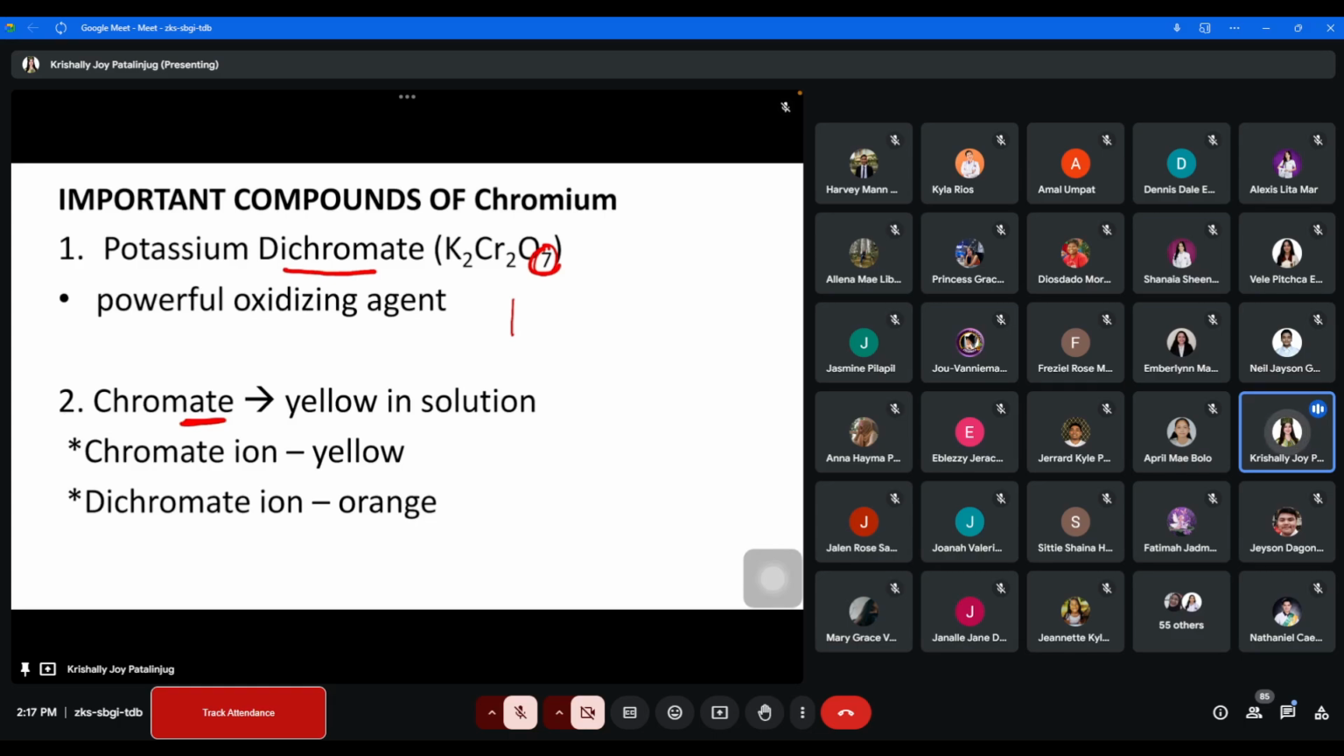So that's potassium dichromate. As you could recall from the laboratory tests you conducted, potassium chromate is color yellow, and dichromate is color orange. Kindly take note of their colors in aqueous solution.